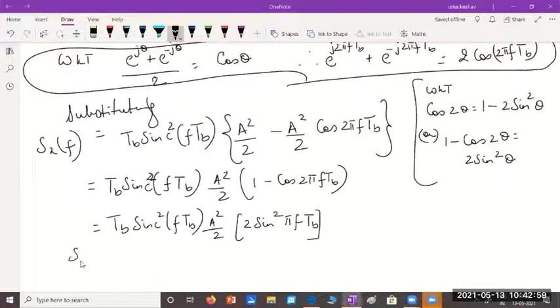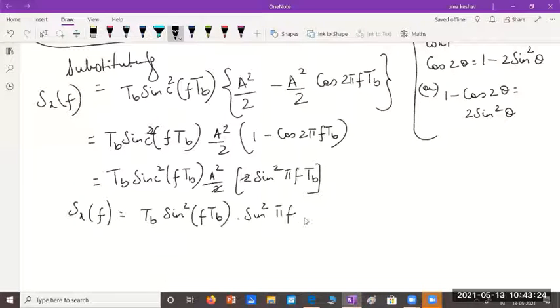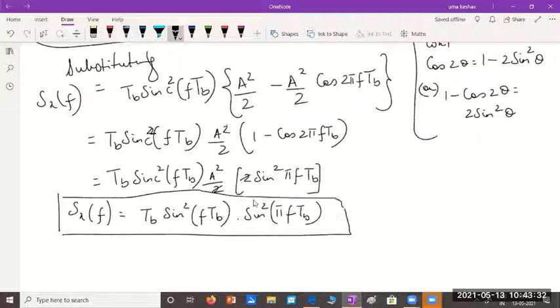the final expression for power spectral density becomes what? This 2 cancels out. I'll have Tb sinc square ftb into sine square pi ftb. This becomes the expression for power spectral density. Okay, equation 6 or equation 7.